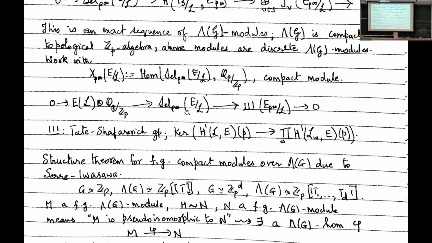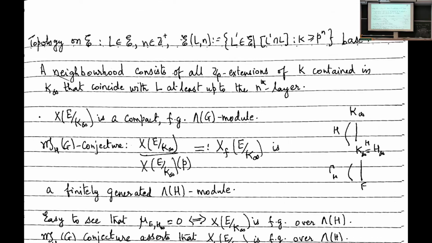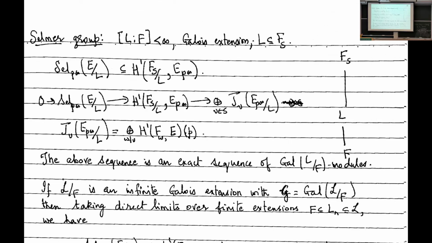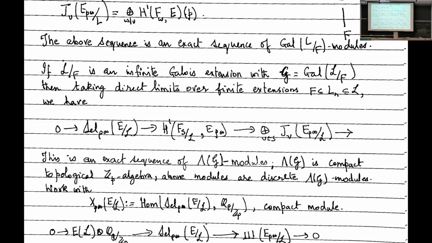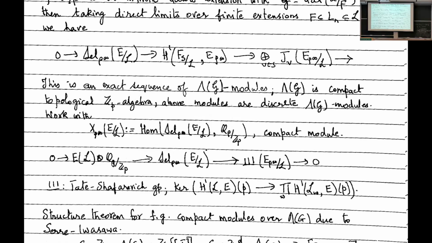Now I'll take Pontryagin duals and I'll denote that Pontryagin dual by X_p infinity of E over L. And now I can ask, what are these invariants for this? Given an elliptic curve, I've now cooked up a module, namely the dual Selmer group. With the structure theorem that I mentioned, it's not at all difficult to see that this dual Selmer group is a finitely generated module over the Iwasawa algebra. And it's in fact compact. So therefore you have invariants: you have the rank, the mu invariant and the lambda invariant.